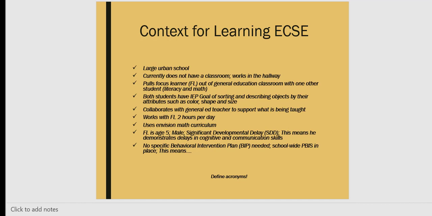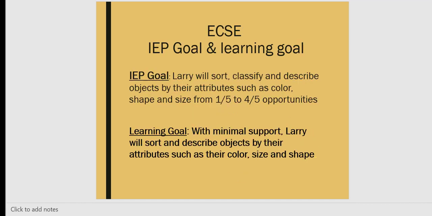So we've got an early childhood example. Context for learning: large urban school district. They work in the hallway, which pulls the focus learner out of the general education class, and works on an IEP goal of sorting objects by color, shape, and size. They collaborated to figure out what to teach, and use Envision Math curriculum. The focus learner, Larry, has a primary disability of significant developmental delay and no behavioral intervention plans.